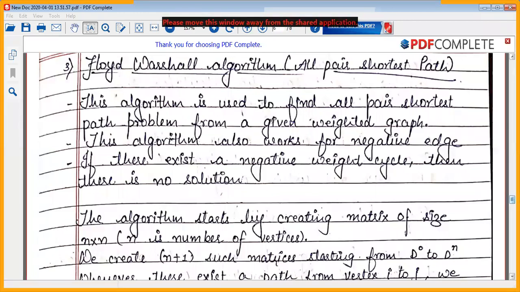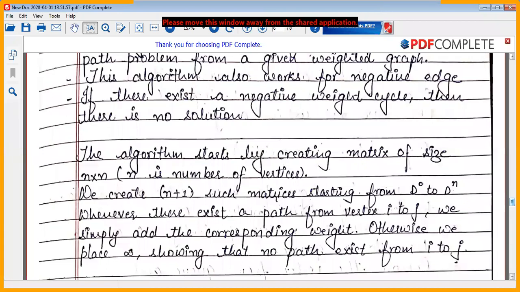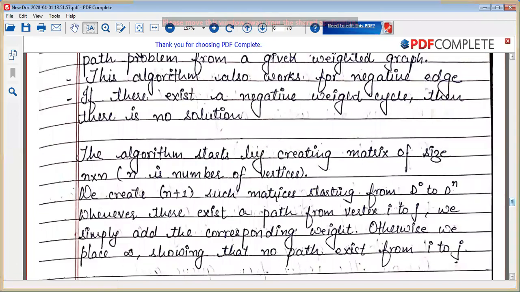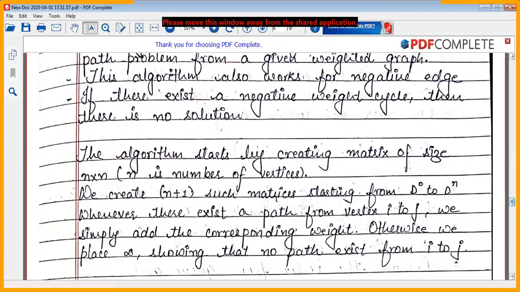So what we are going to do is, let's say that we have n number of vertices. To identify the all source shortest path for n vertices, we create certain matrices, and the number of matrices will be equal to number of vertices plus 1, that is n plus 1, starting from 0 and going to n. Whenever we need to identify the path from i to j, we simply add the corresponding weight, and whenever no path exists, in that case we write down infinity.